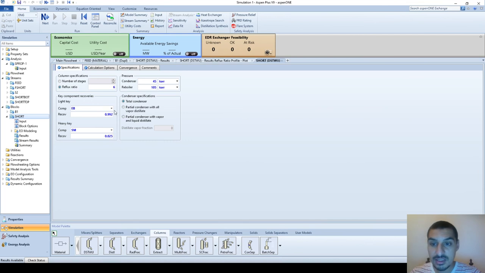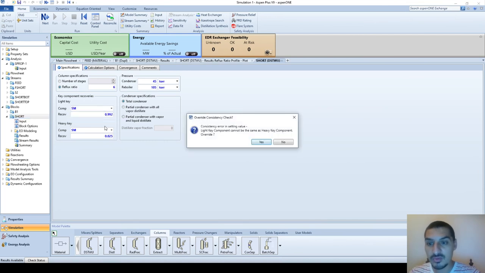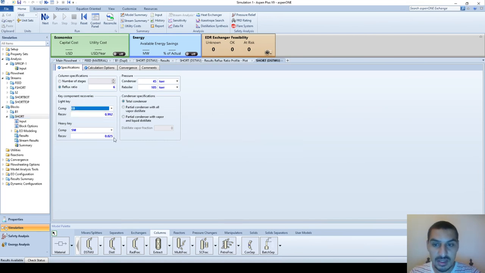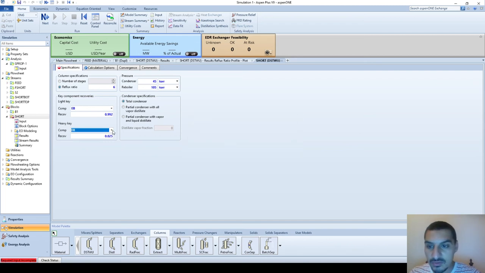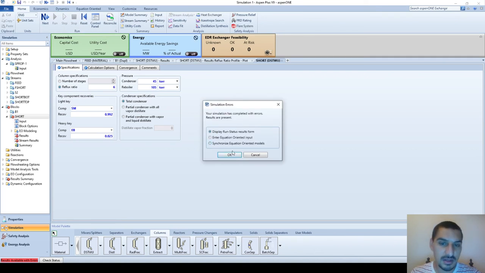One last thing is the flipping of the key components. This is the mistake. If I go for ethyl benzene as the light key component, it cannot be the same. I'm going to override, and this is a mistake here. It doesn't understand how the heavy and light keys can be the same. So when we do the run, it's going to display an error.